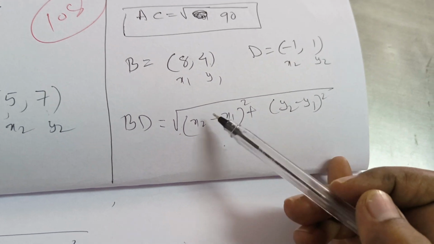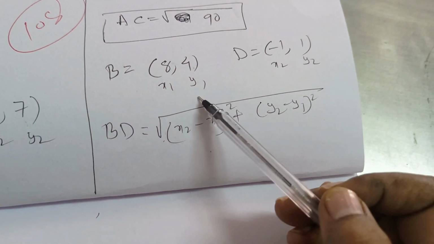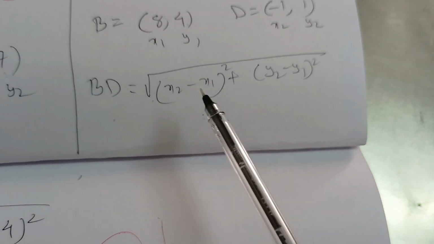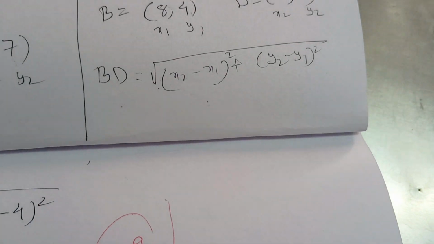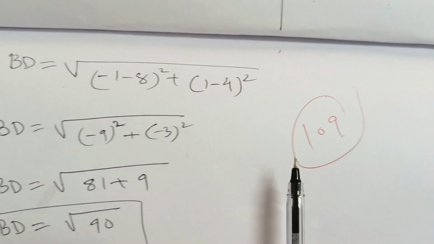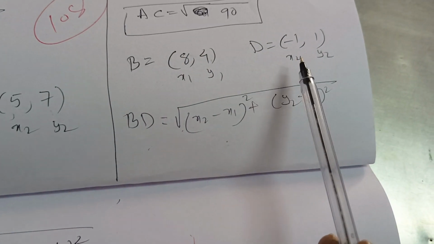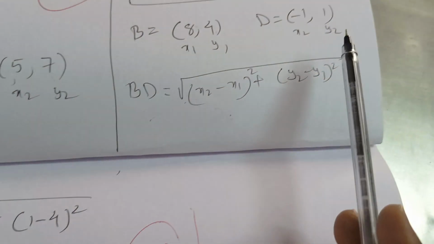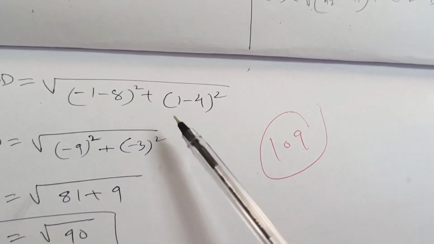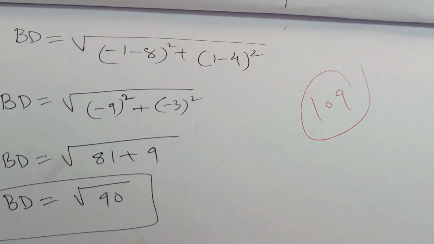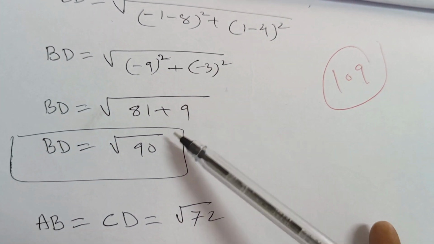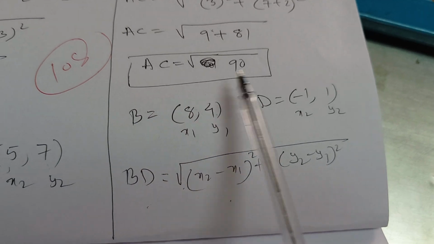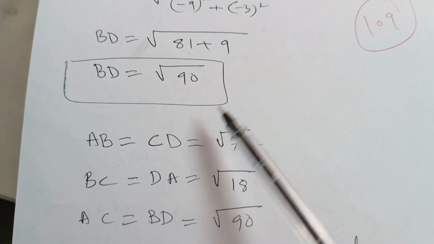Similarly, we will find the distance between B and D. B is 8 comma 4, D is minus 1 comma 1. BD is equal to square root of x2 minus x1 whole square plus y2 minus y1 whole square. BD is equal to minus 1 minus 8 whole square plus 1 minus 4 whole square. Minus 9 whole square, and it is minus 3 whole square. 9 9s are 81, 3 3s are 9. BD is equal to square root of 90. So here we have AC is square root of 90, BD is square root of 90.